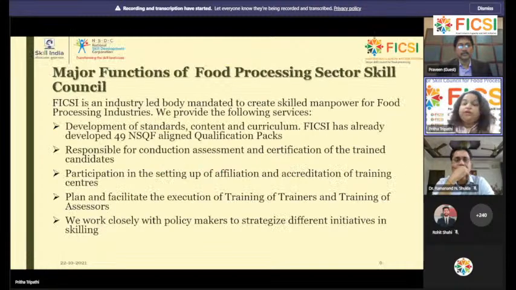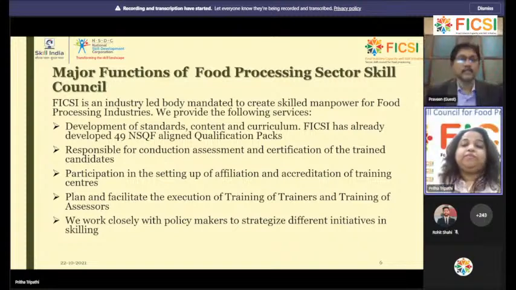So at FICSI, what are our major functions? What do we do? We are an industry-led body mandated to create skilled manpower for the food processing sectors. Some of the services that we provide are development of standards, content and curriculum. Till date, we have developed around 9 NSQF-aligned qualification packs. We are responsible for conduction of assessment and certification of the trained candidates.